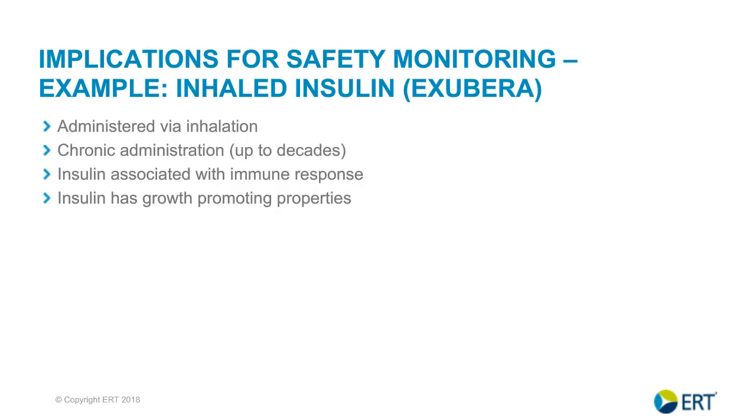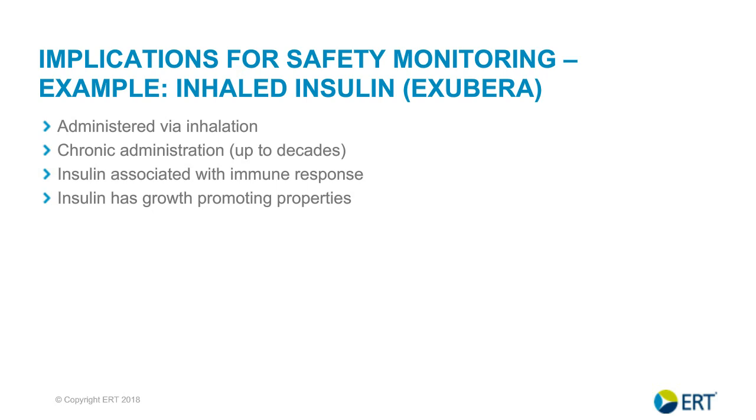Now let's look at some of the examples in drug development over the last, let's say, 10 or 15 years, where some of these issues can be followed through the development process. One example is the development of inhaled insulin, Exubera, which was developed in the 90s and early 2000s to be an alternative option for patients with diabetes to get insulin into their body. So there are several issues to consider when it comes to inhaled insulin.